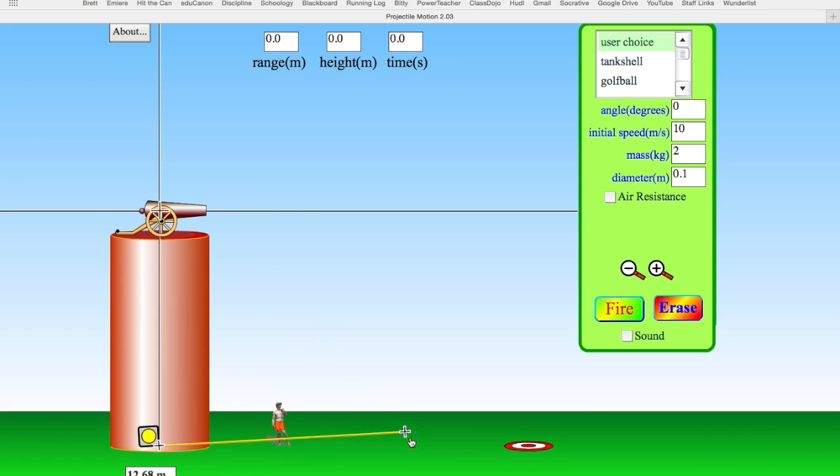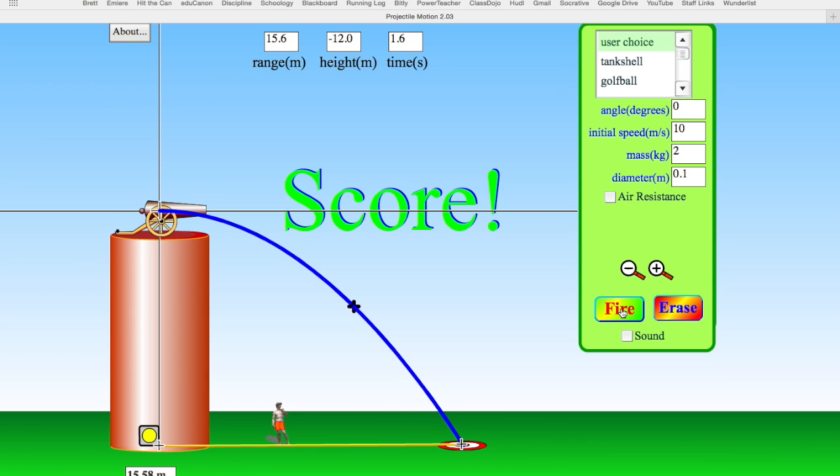So let's try and measure straight out 15.6. That can be pretty close. All right, so I'm going to put the bullseye right about there. Okay, so that's 15.6 meters away from the bottom. I've got 10 meters per second. Let's fire and see what we get. All right, right in the middle. So we see that if we do the calculations, we can hit it perfectly.